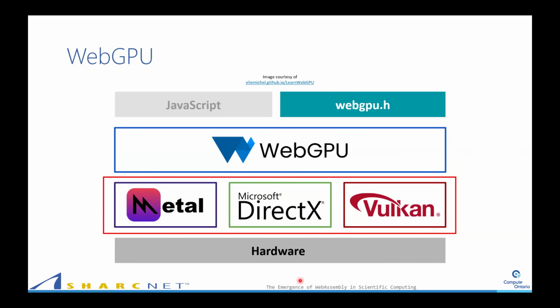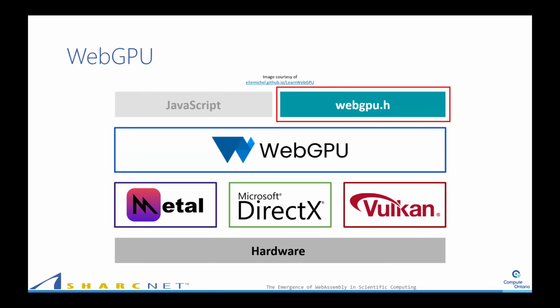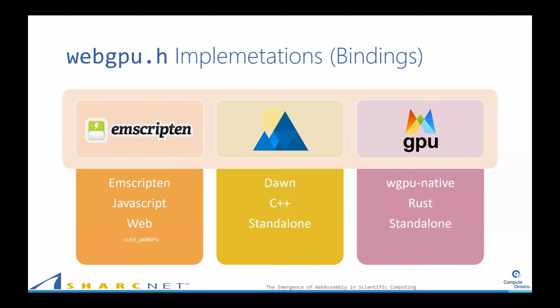This is achieved with the underlying Metal, Direct3D, or Vulkan system APIs. You can use the WebGPU header file, which is included in a C API, to access all procedures and data structures of WebGPU. Currently, there are 3 implementations or bindings for the WebGPU native header.